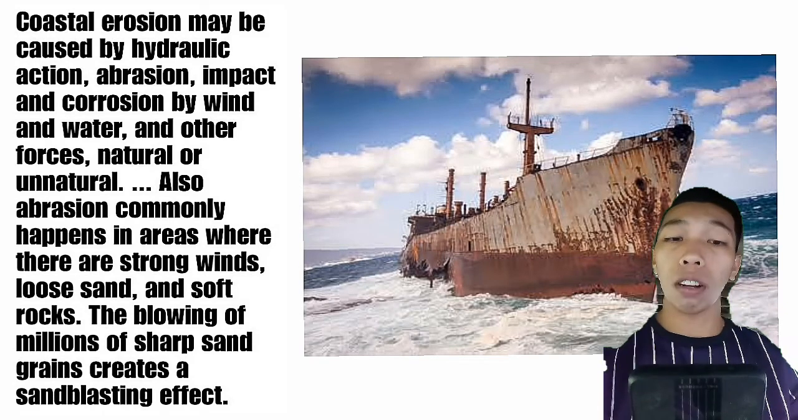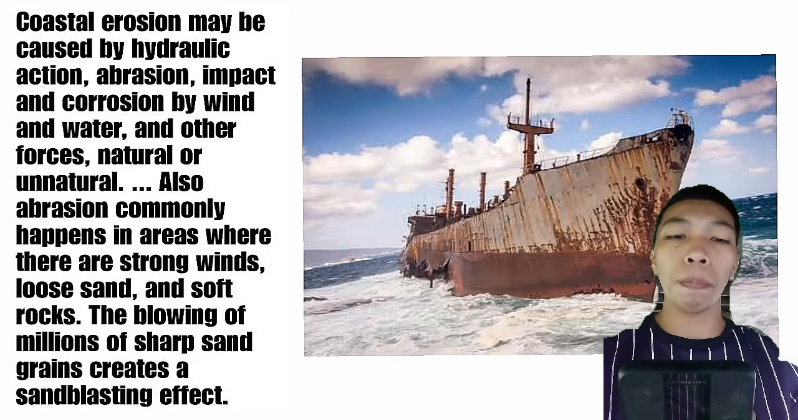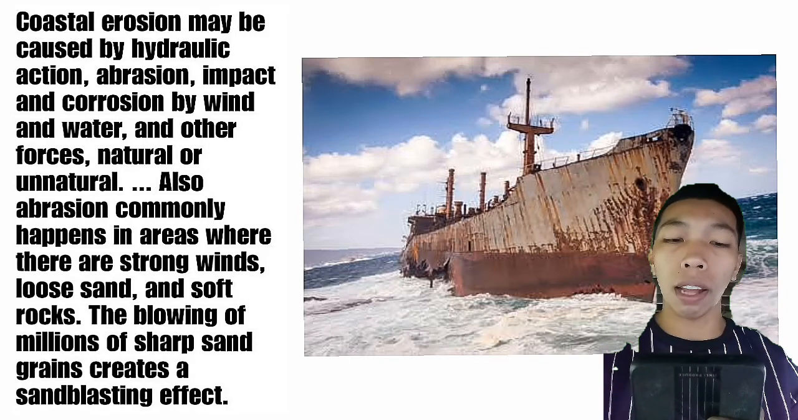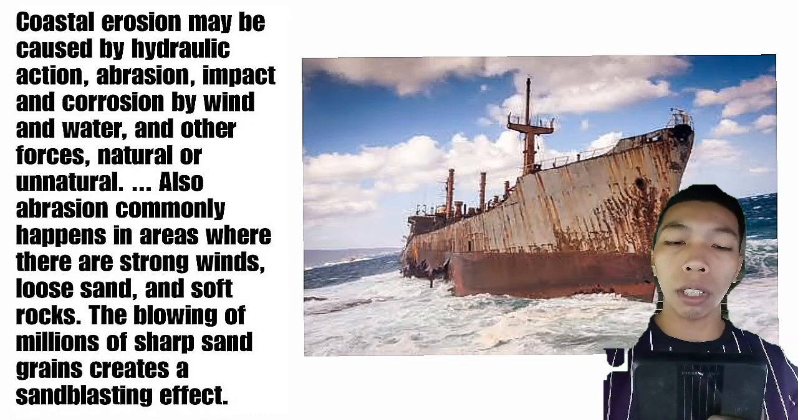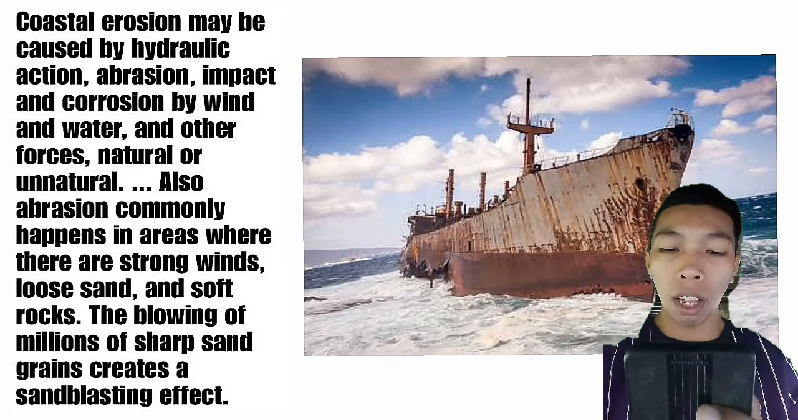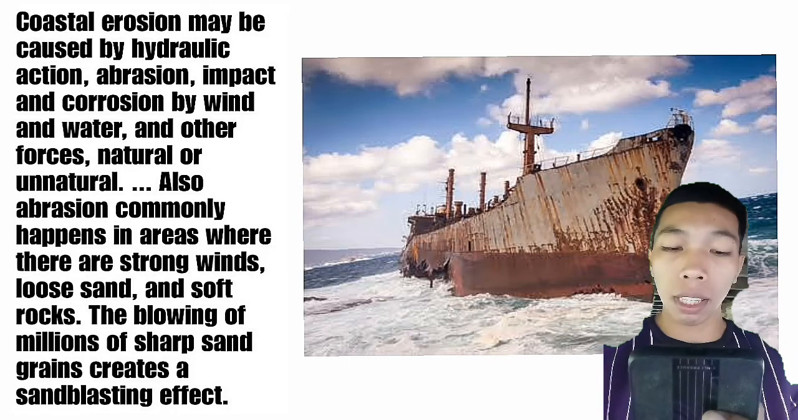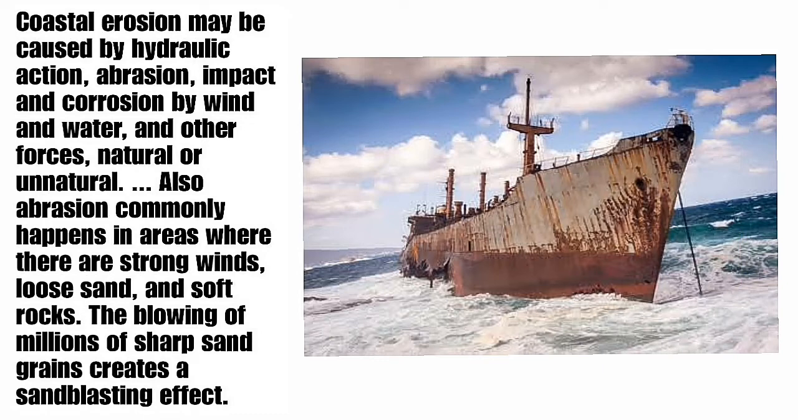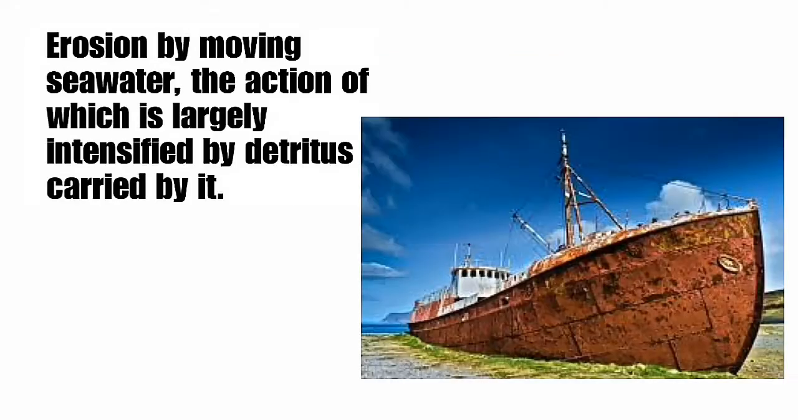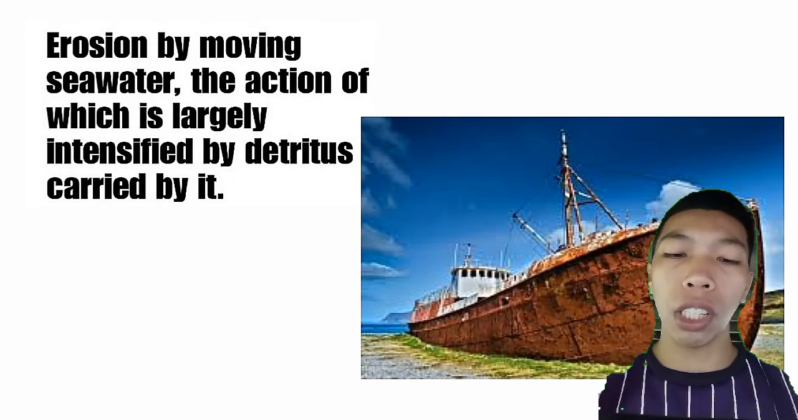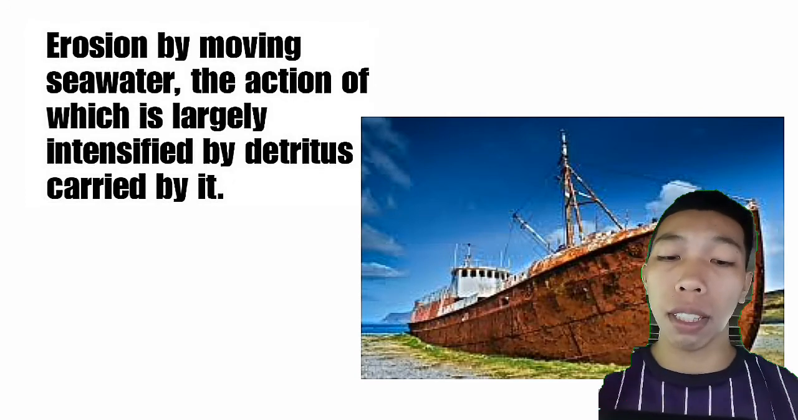Coastal erosion may be caused by hydraulic action, abrasion, impact, and corrosion by wind and water. In other processes, natural or unnatural, abrasion commonly happens in areas where there are strong wind, loose sand, and soft rocks. The blowing of the million sharp sand grains creates a sandblasting effect. Erosion by moving seawater, the action of which is largely intensified by the detritus carried by it.